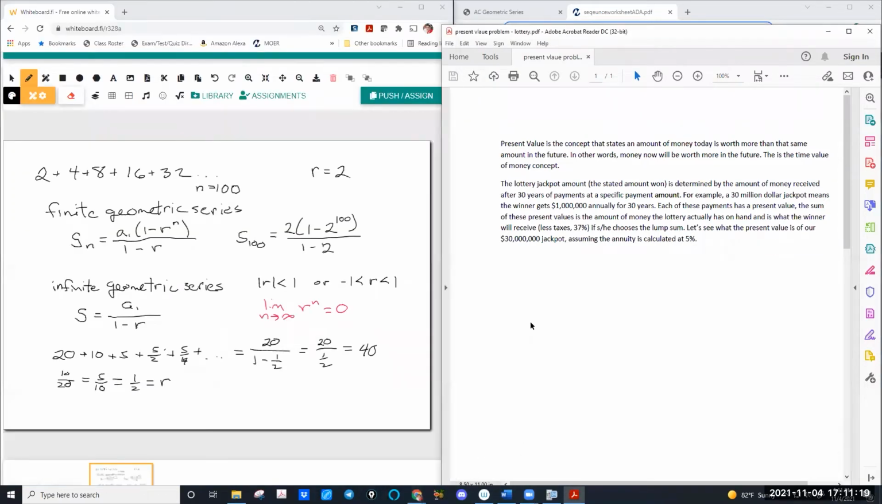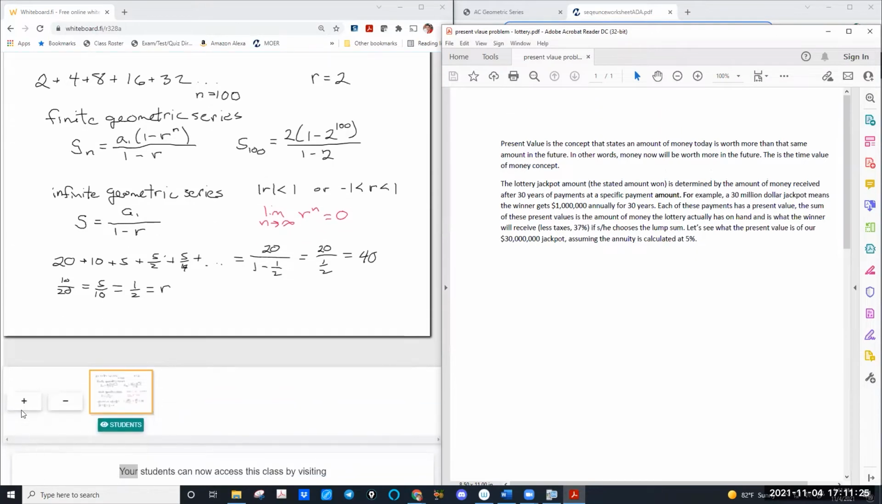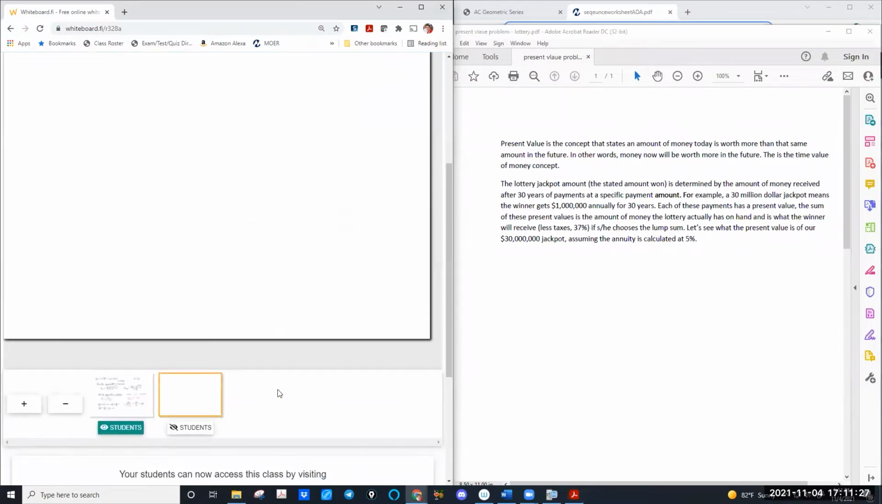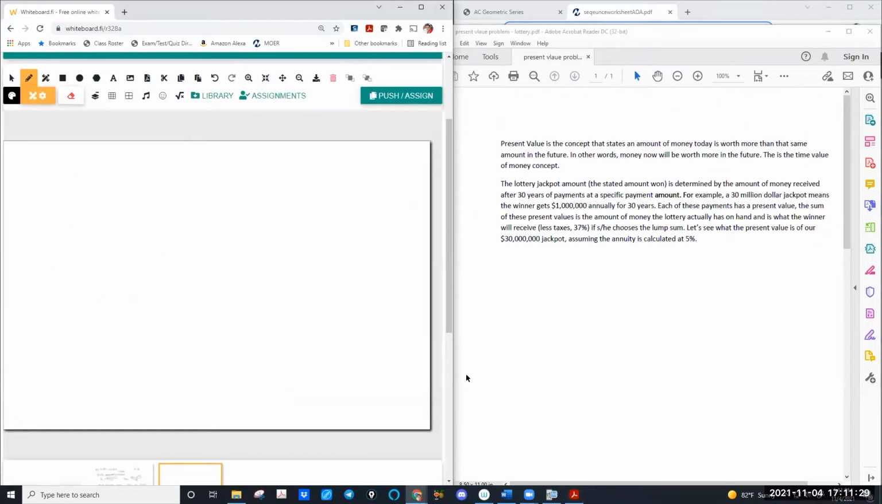So I'm going to talk a little bit about present value. It's okay if you haven't heard it before. We're just going to talk about it in a very basic sense. So present value is the present value of money that will have a future value.